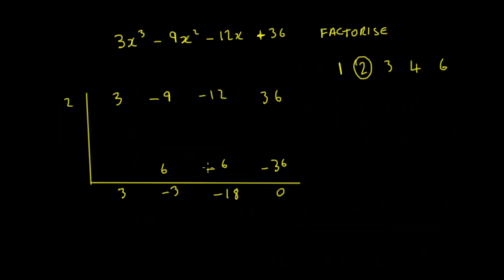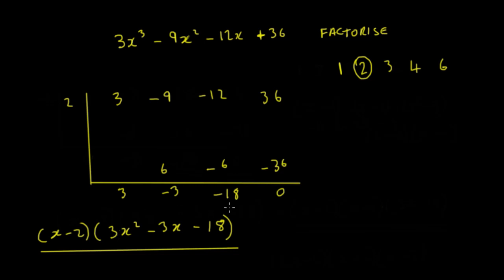So part of the solution is x minus 2, and the rest of the solution is going to be given by what we have left over here. So we're going to have 3x squared minus 3x and minus 18. So in effect that's us factorised this once, but we need to go and factorise this term here now.